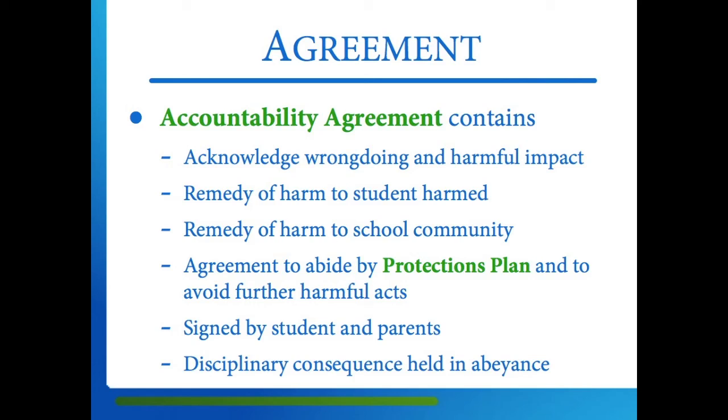At the end of the accountability process comes the accountability agreement, which contains an acknowledgement of wrongdoing and the harmful impact, the remedy of harm to the student who is harmed, the remedy of harm to the school community, an agreement to abide by any requirements of the protection plan, and to avoid further hurtful acts. This agreement is then to be signed by the student and his or her parents or guardians, and this can be considered that there is a disciplinary consequence held in abeyance as if the student violates this agreement.